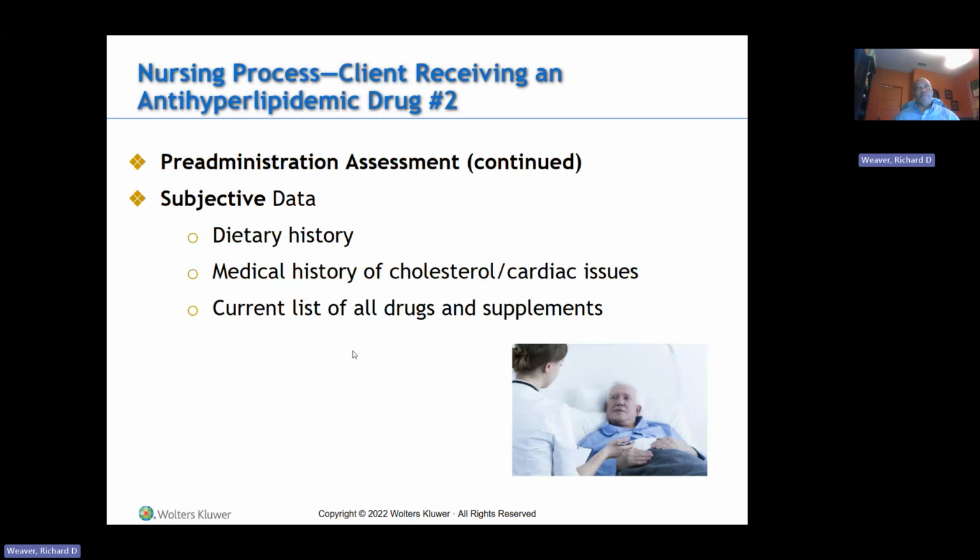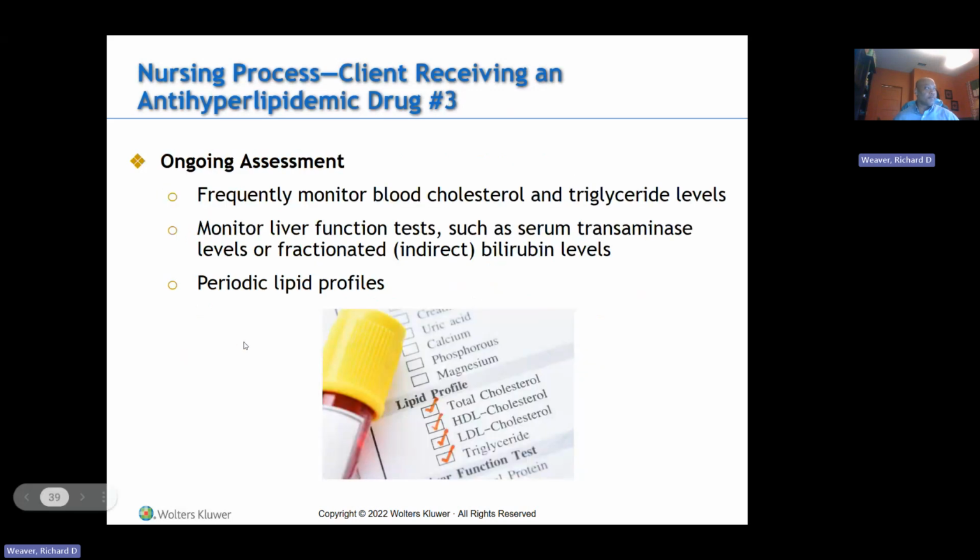Subjective: dietary history, medical history, cholesterol, and cardiac issues that we need to know about. We always want to make sure that we know what herbal medications, supplements, and other drugs these patients are taking, because we want to know if or how they might interact with these cholesterol-lowering drugs. So we always want to frequently monitor the cholesterol and triglyceride levels. We want to look at the liver function tests, also called LFTs. That's your liver function, the bilirubin levels, and so forth.